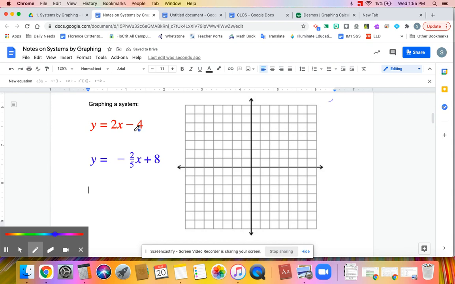So for this first one, my first dot is going to be where? I'm going to go, if x is 0, 2 times 0 is just 0. And then so it's going to be minus 4. So if x is 0, so I'm not going from the middle, I'm not going to go left or right. I started with negative 4. So y is going to be down at negative 4.